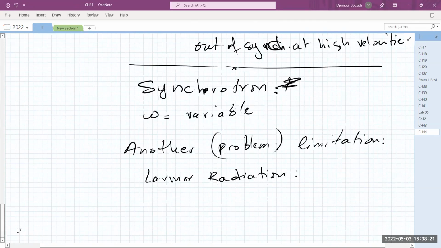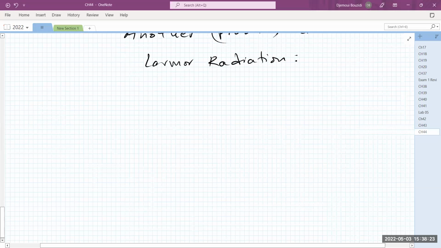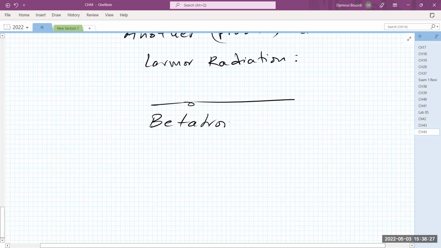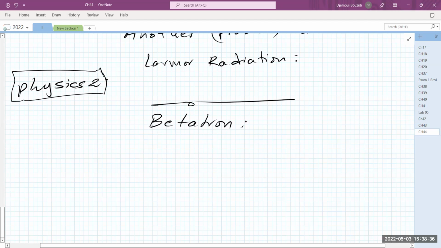Which brings me to the last device that we're talking about in here, and that is the Betatron. And all of these, by the way, are supposed to be in physics 2. I know you may have had a short discussion on them, but they're important for our discussion now, because we're talking about inside elementary particles, and the obvious question is, how do we get into those structures?